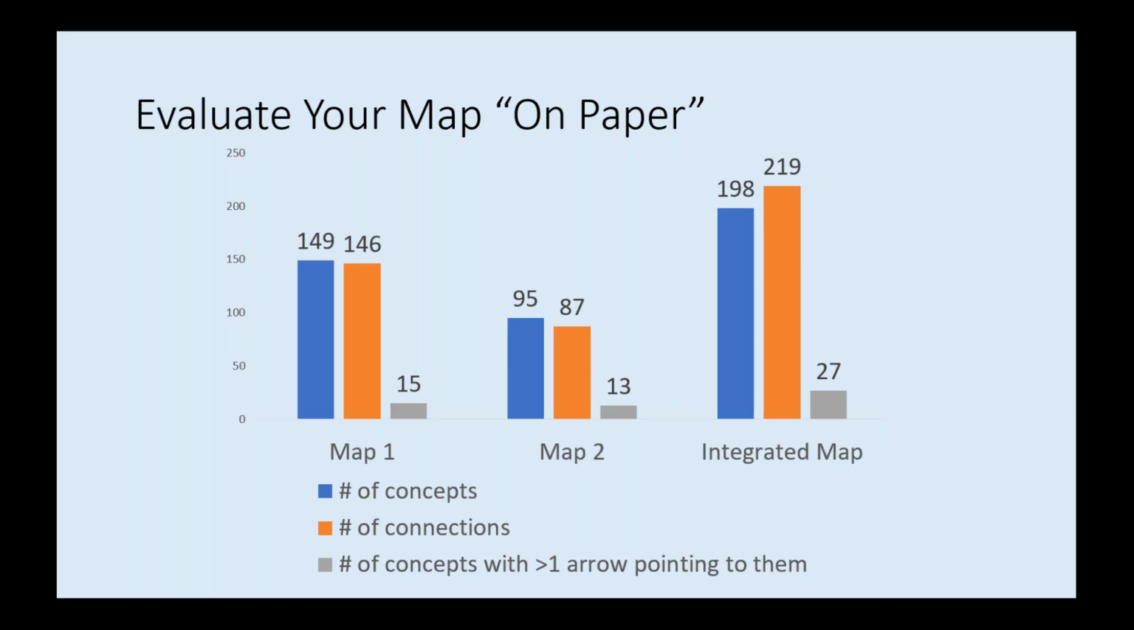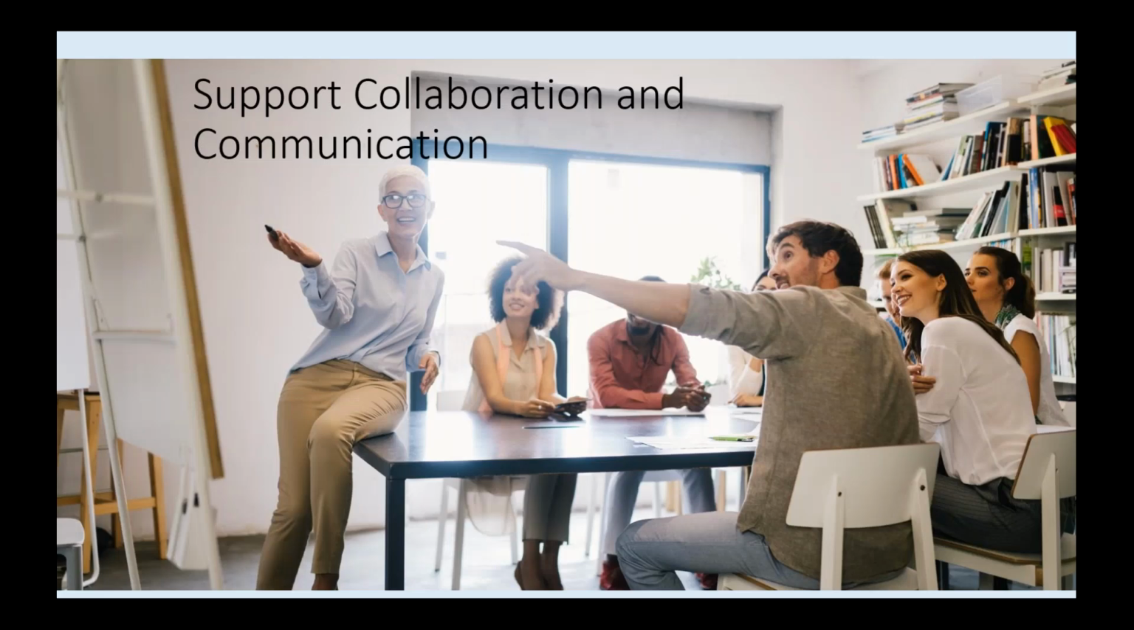1 has better structure than map 2. It has more concepts and more connections. And when we integrate the two maps, we end up with a map that has better structure than either of the first two maps on its own. And that gives us a measure of how our knowledge is improving.